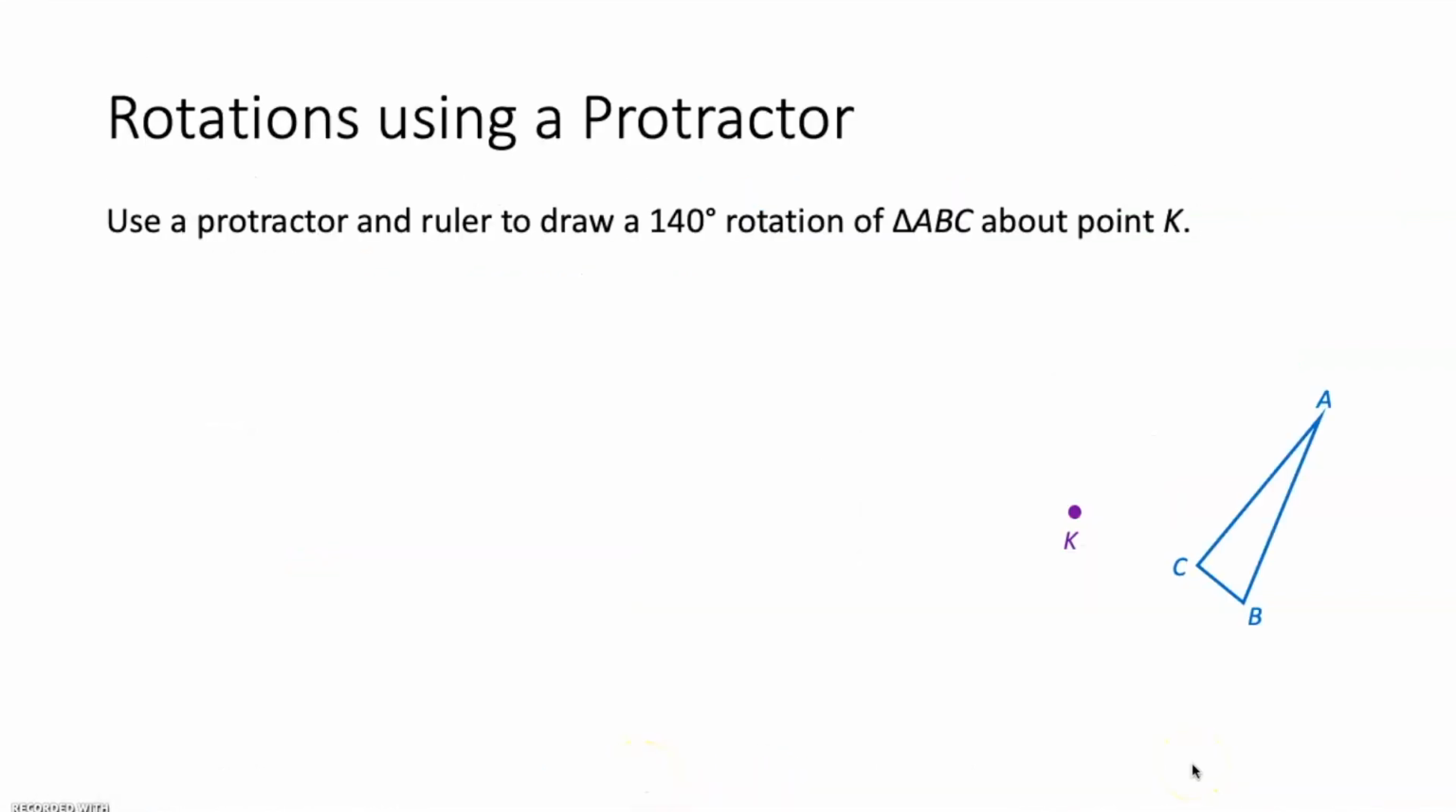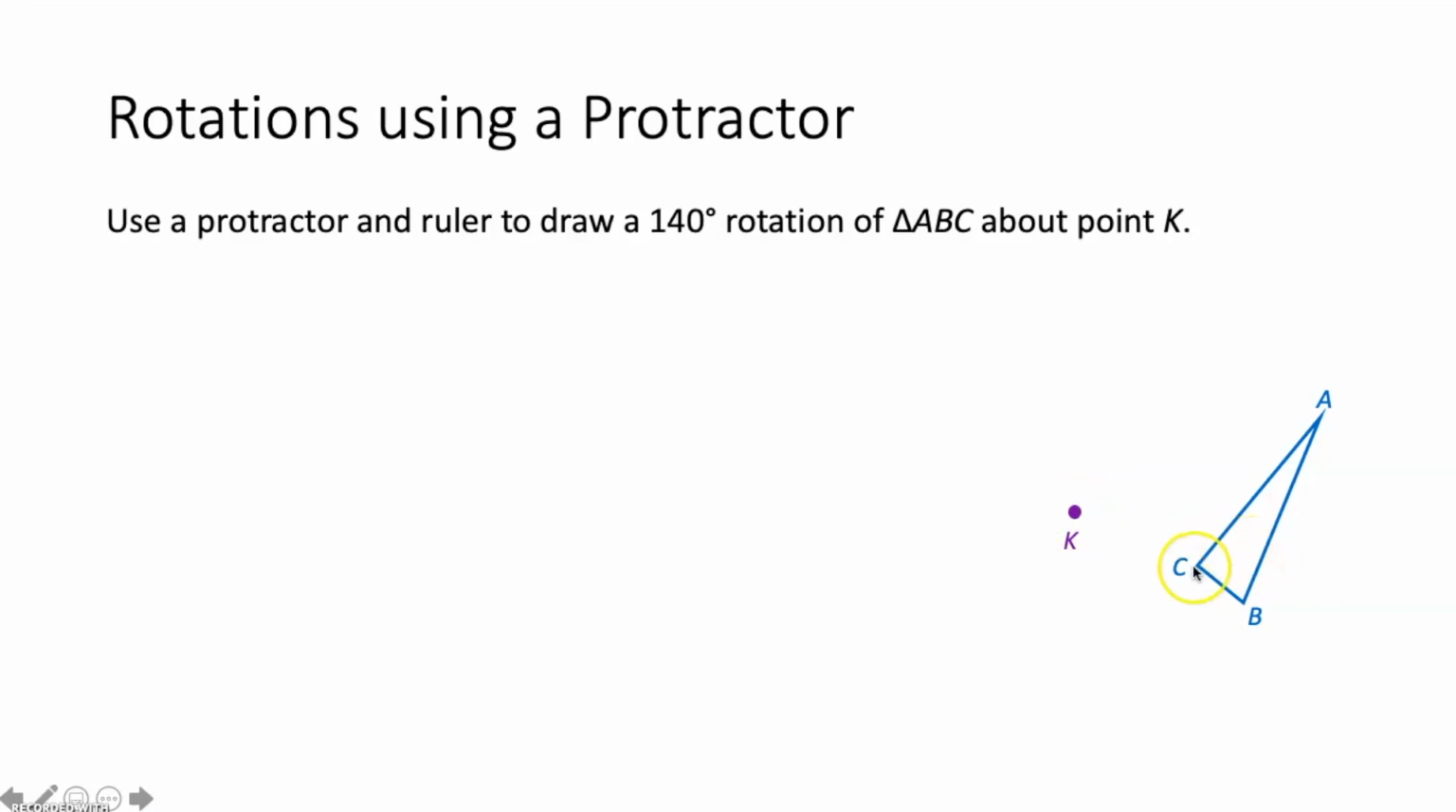Now let's talk about rotations using a protractor. So this is actually pretty tough, so please pay attention. We're going to use a protractor and a ruler to draw a 140 degree rotation of triangle ABC here about point K. So point K is our center of rotation and triangle ABC is our pre-image. We are going to rotate it 140 degrees about point K. So I need you to get a mental image of where this should end up.